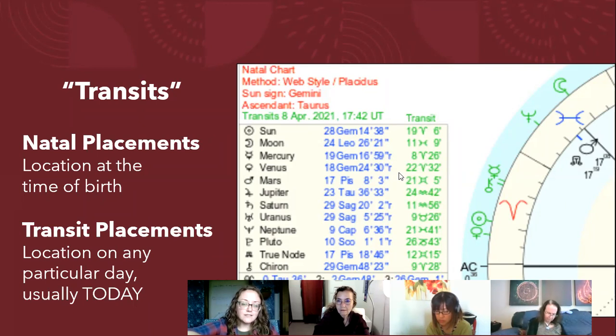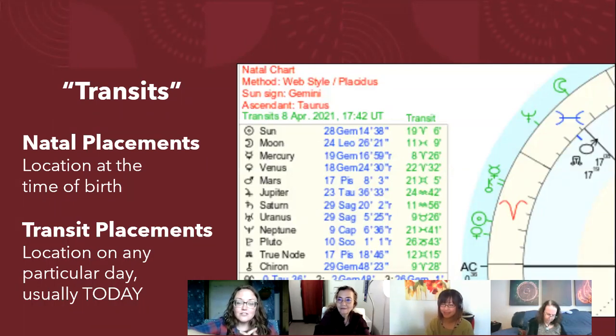Probably the one that's the easiest to tune into in terms of transits is the moon. The moon is the fastest moving thing that we have right here near us, and it circles the zodiac every 29 days. So that's fast. That means it spends only 2 to 3 days per sign. And so every 2 to 3 days, the moon moves into a different sign. And so the moon is transiting all of your natal placements once a month. And that's a whole thing all by itself.